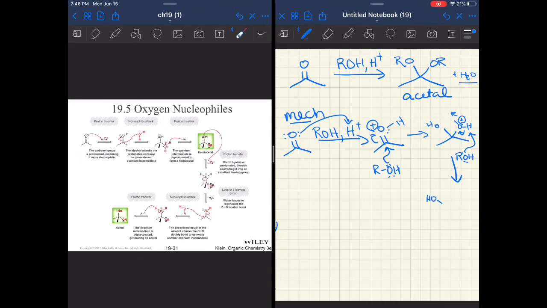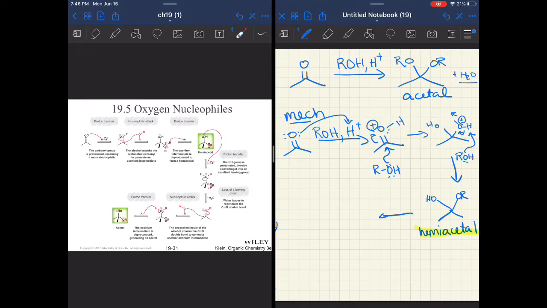This is going to lead us to a neutral intermediate. This is a different functional group. This is called a hemiacetal. Hemiacetals are not particularly stable, with one big exception we'll talk about later. But it will keep reacting to give us that acetal.